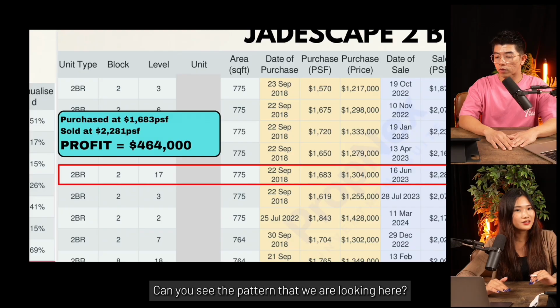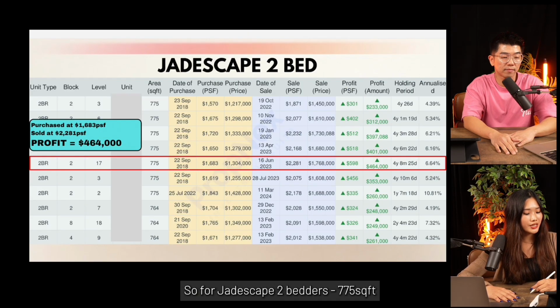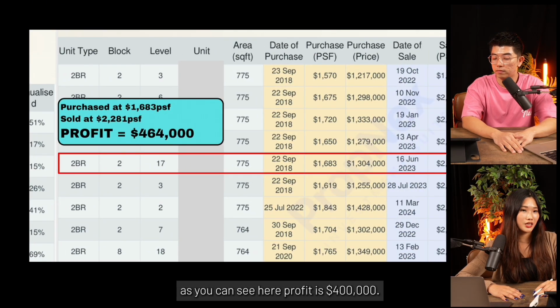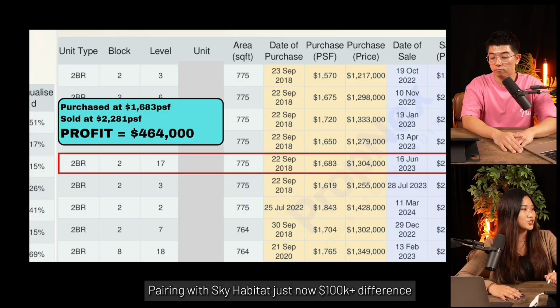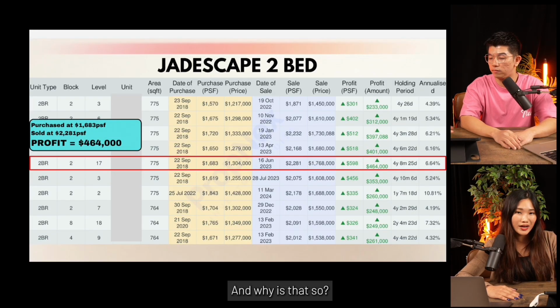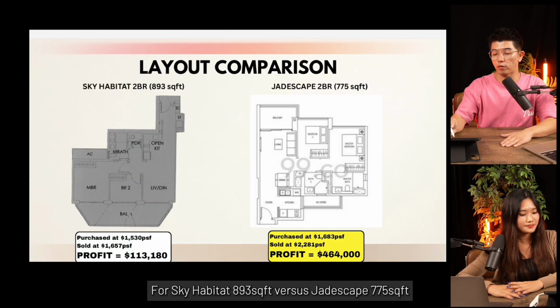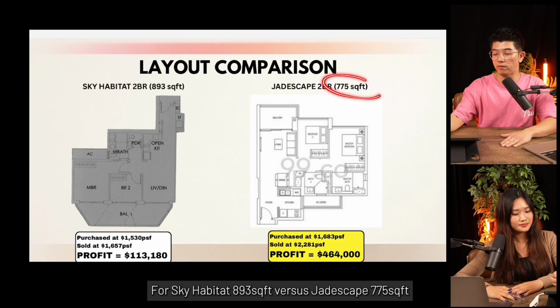Can you see the pattern that we are looking at here? So for Jadescape, 2-bedder, 775 square feet. As you can see here, profit is 400k. Wow. Comparing with Sky Habitat just now, 100 plus k difference. That's about 3 times or so. And why is that so? So we look at the two layouts again. For Sky Habitat 893 square feet versus Jadescape 775 square feet.